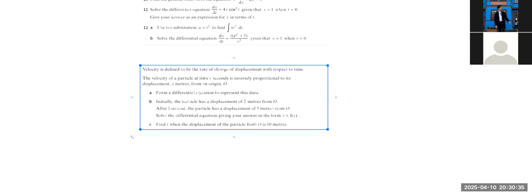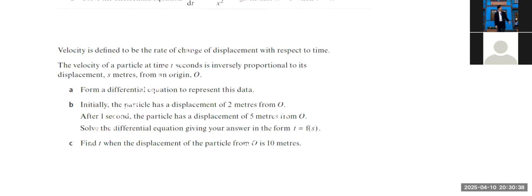Look at this question, for instance. Velocity is defined to be the rate of change of displacement with respect to time. What does that mean? The derivative of displacement with respect to time. You take mechanics, right? You know that s is displacement. They've also written it down. So s is used for displacement anyway. Velocity is defined to be the rate of change of displacement with respect to time.